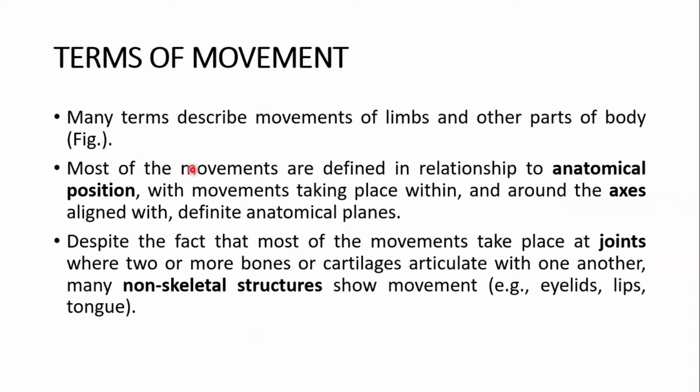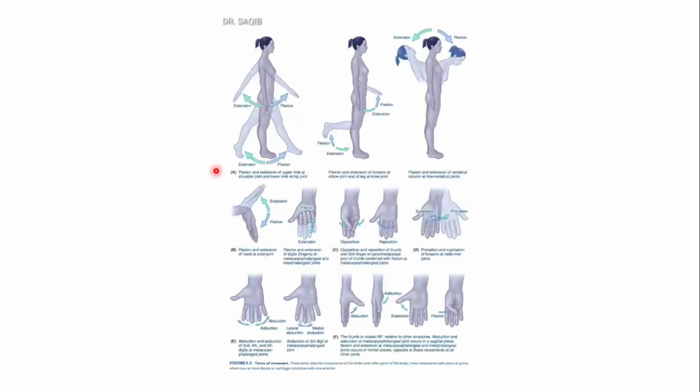Most of the movements are defined in relationship to anatomical position, with movements taking place within and around the axis aligned with definite anatomical planes. Despite the fact that most of the movements take place at joints where two or more bones or cartilages articulate with one another, many non-skeletal structures show movements. These are the eyelids, lips, and tongue.